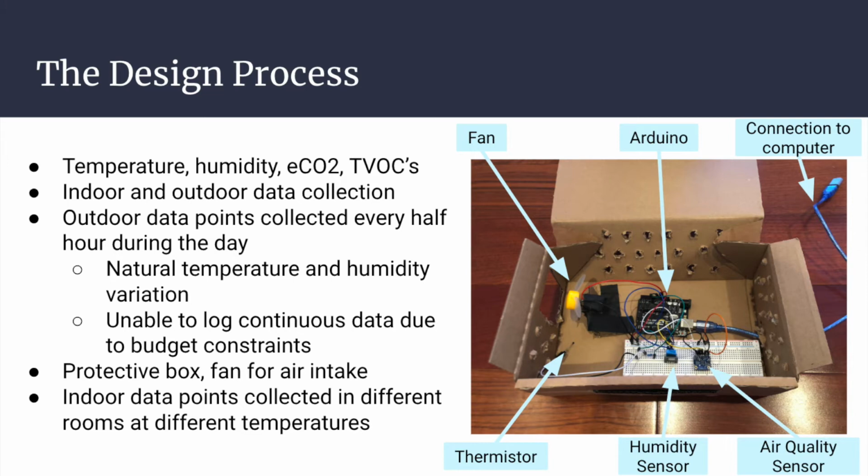We wanted to collect data both indoors and outdoors to see if there was any discernible difference in air quality. Our outdoor data points were collected every half hour during the day. Weather causes natural temperature and humidity variation, and we wanted to take advantage of that, but we were unable to log continuous data due to budget constraints. We also designed a protective box and included a fan for air intake so that the air was constantly filtering through the box. And our indoor data points were collected in different rooms at a variety of temperatures.